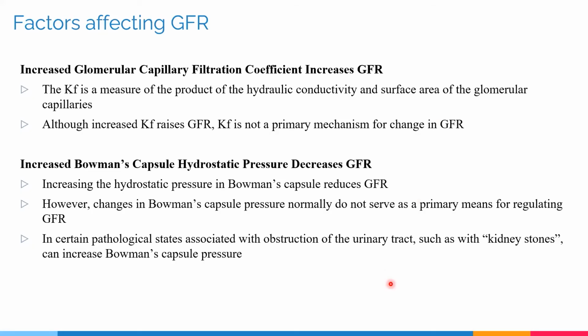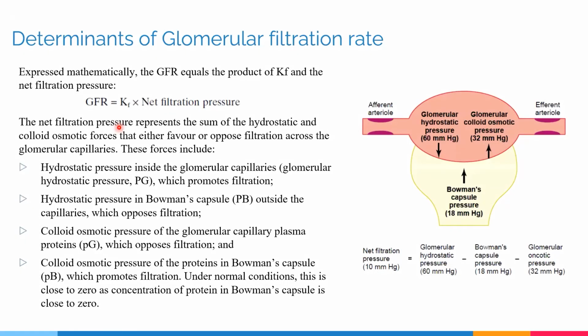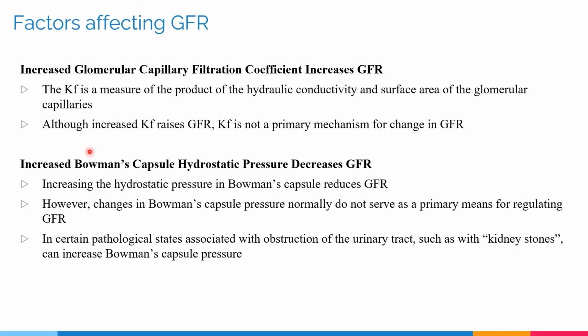Next, we move on to factors affecting GFR. Increased glomerular capillary filtration coefficient increases GFR. The Kf is a measure of the product of hydraulic conductivity and surface area of glomerular capillaries. As we have seen in the previous slide, in this equation, if Kf increases, then GFR will obviously increase. But as Kf is constant and depends absolutely on the structure of the glomerular capillaries and the glomerulus itself, the changing of Kf is not a primary mechanism for change in GFR.